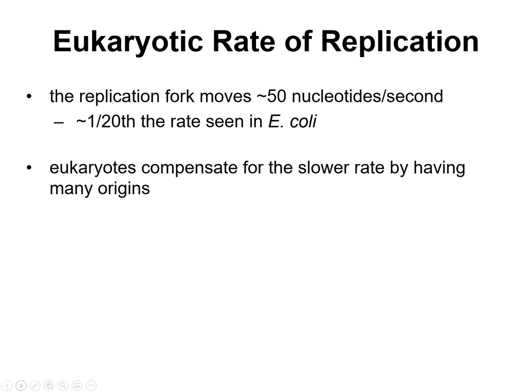So the rate of replication is approximately 50 nucleotides per second, which is abysmal in comparison to E. coli. And we compensate for this ridiculously slow rate by having a whole lot of origins. That's why we need the 30 to 50,000 origins, because otherwise it would take forever, like hundreds of hours, to actually complete replication. And as you know, it doesn't take that long for us to do that.